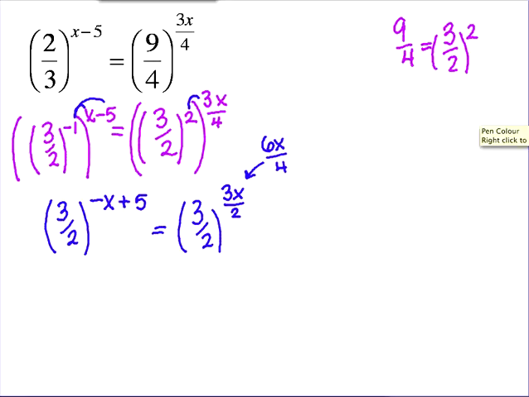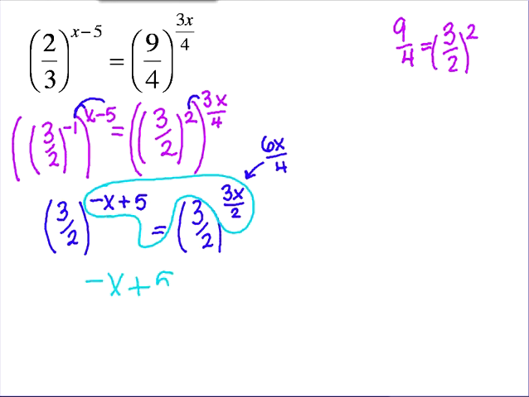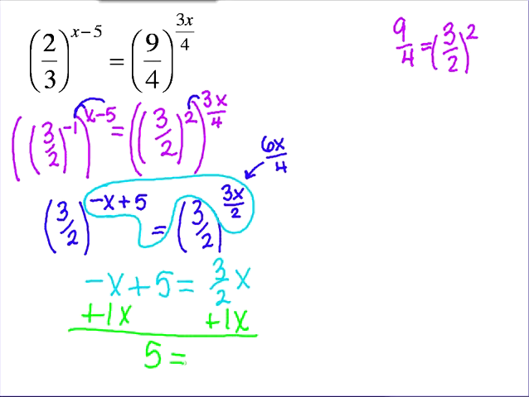Final step, bases are the same, so we can set things equal. I ended up with negative x plus 5 equals 3x over 2. We know that 3/2 x is equivalent to 1.5x. So I'm going to add 1x to both sides. On the left I get 5. On the right I get 2.5x, which is 5/2. So to solve this, multiply by 2 over 5, in which case you get x equals 2.